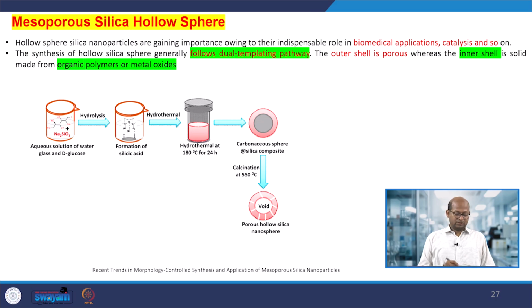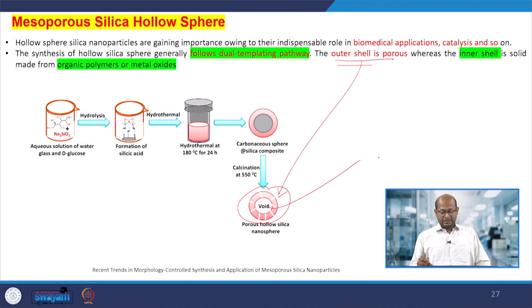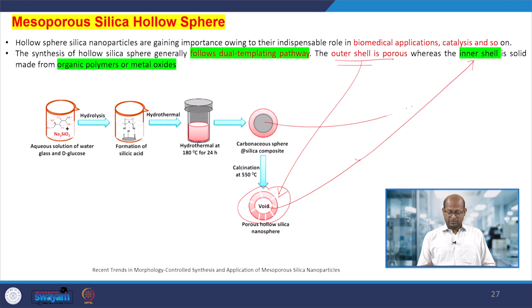Hollow sphere silica also we can prepare similarly. Here the silica nanoparticles we form are made by a dual templating method. You can see the outer shell is porous, and the inner part has the voids that are formed. Initially the inner core was solid, a carbonaceous sphere prepared from organic polymers or metal oxides or other kinds of materials. After that, this inner core was removed by calcination or other methods, and this type of porous hollow silica nanosphere forms.